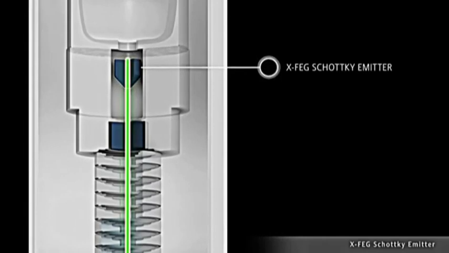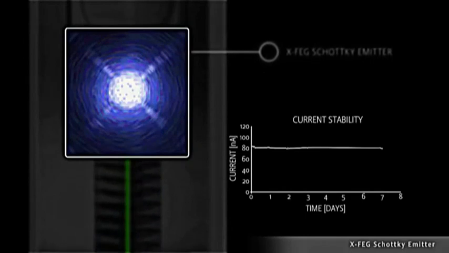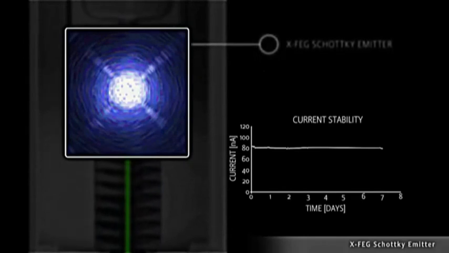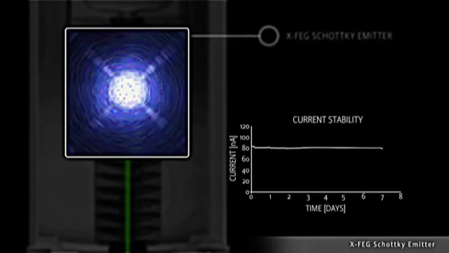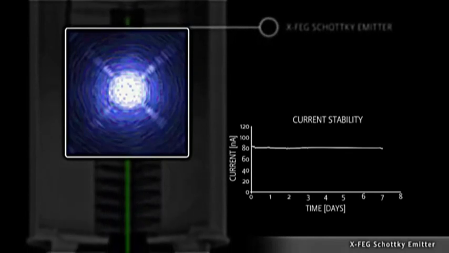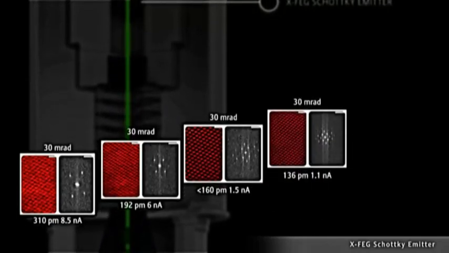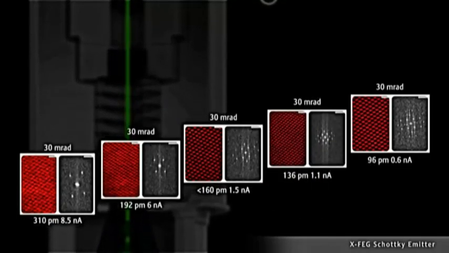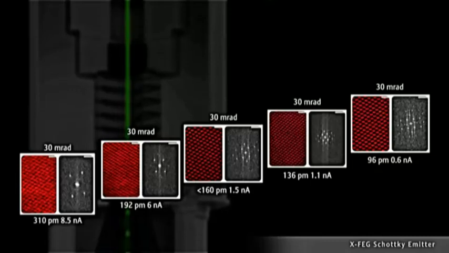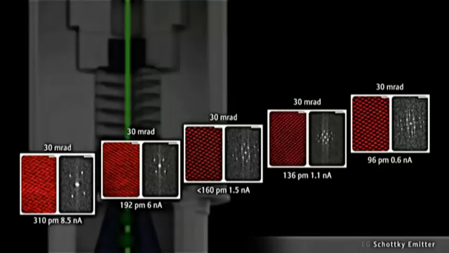The XFEG electron gun delivers high coherence and brightness that is coupled with high emission stability to produce stable measurement conditions not just for hours, but greater than 1% emission current stability over a week-long period of operational use. The extreme high brightness offers high beam currents in atom-sized probes for the acquisition of fast and reliable atomic images and chemical maps.